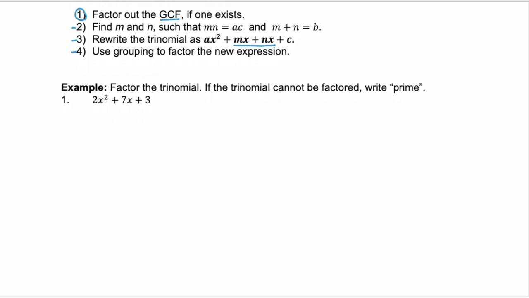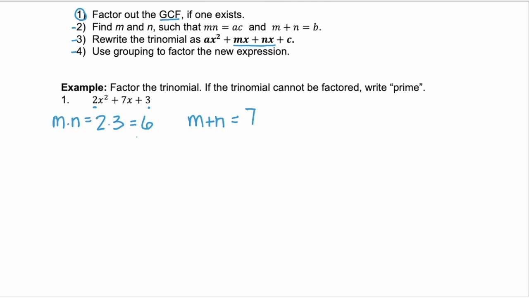So step 1, factor out a GCF if one exists. Well, 2, 7, and 3 don't have a GCF. So we can move on to step 2. We need to find m times n that equals a times c, or 2 times 3, which is 6. And at the same time, m plus n needs to equal our b, which here is 7.